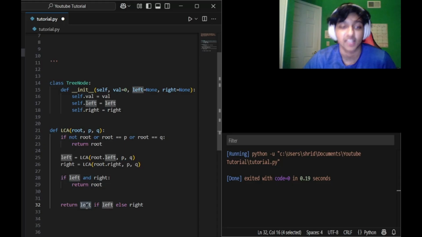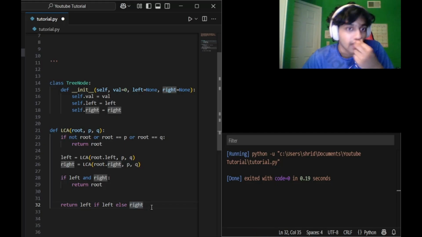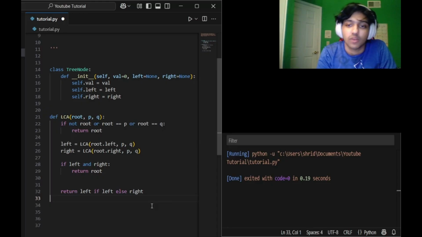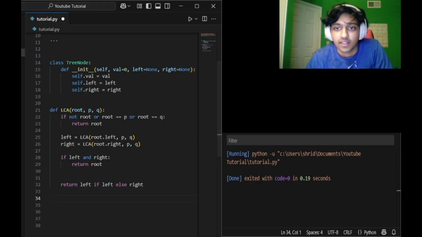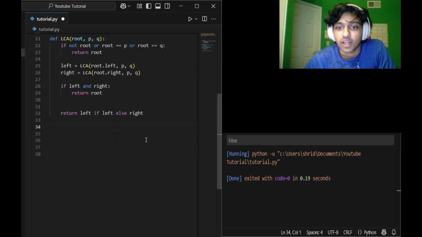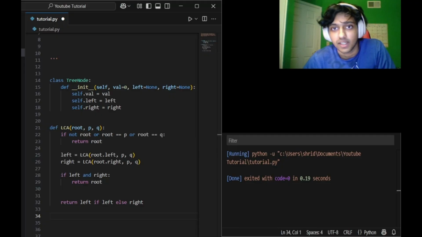And to see that, we'll be returning the left subtree if P and Q are in the left subtree, but if P and Q are both in the right subtree, then we're just going to be returning right. And all of this is just going to be returning that single node, which is going to be the lowest common ancestor. So yeah, hopefully you guys somewhat understand that explanation. And now we're going to be testing this code.